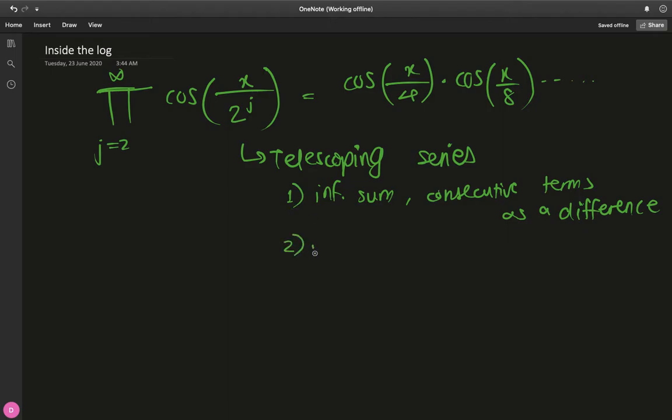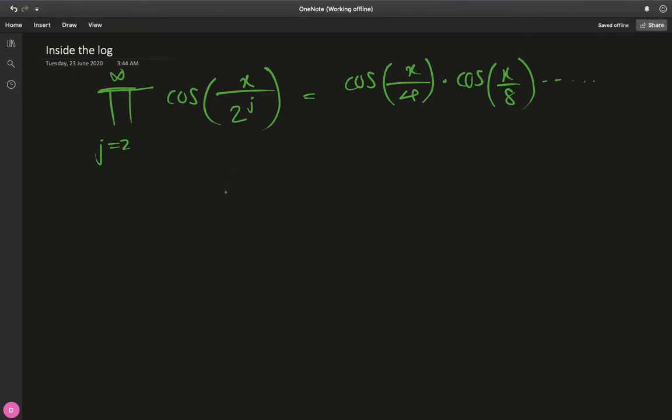Or if you have an infinite product, if you can manage to write consecutive terms as a quotient, then in the entire infinite multiplication, consecutive terms may get cut because they're expressed as a quotient, which is an inverse operation of multiplication. So since we have an infinite product, can we convert consecutive terms in terms of quotients?